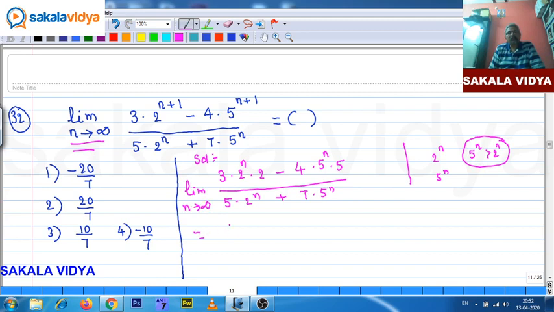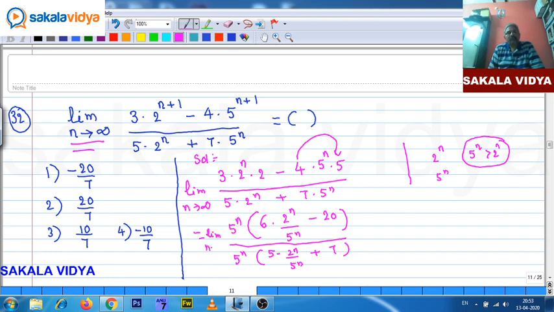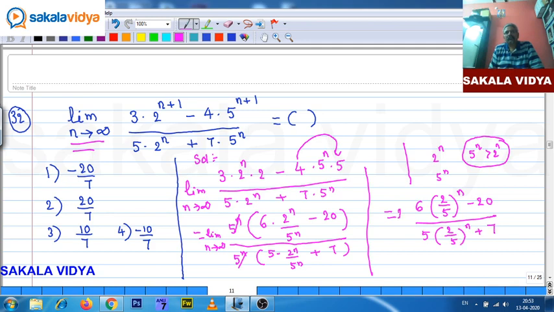If you take 5 power n common, we have 3 into 2, 6, multiplied by 2 power n by 5 power n, minus 4 into 5 is 20, as 5 power n has already been taken common. In a similar pattern, taking out 5 power n common in the denominator, we have 5 into 2 power n by 5 power n plus 7. Now the 5 power n gets cancelled. We can write 6 into (2 by 5) to the power of n minus 20, upon 5 times (2 by 5) to the power of n plus 7, limit n tends to infinity.